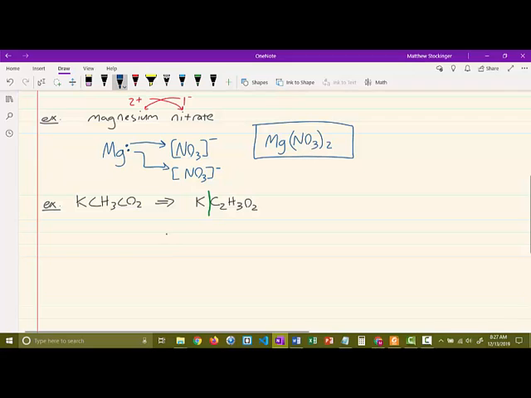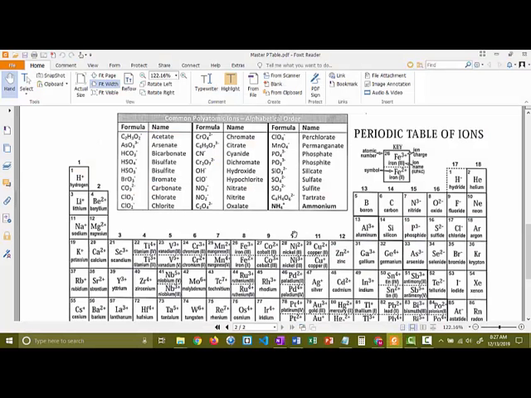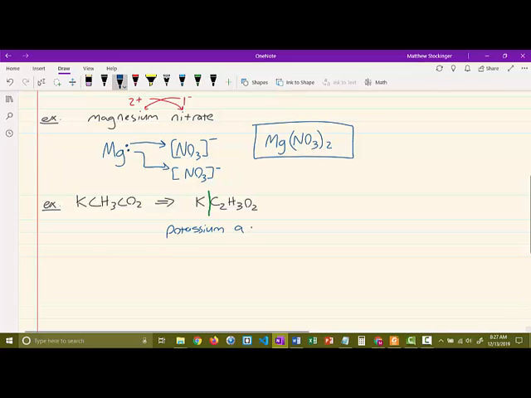K, of course, is potassium. And then C2H3O2, what's that? Well, we have lists available to us. You can look down all these formulas and find it, and you will see C2H3O2 right here is acetate. So we just write the word acetate and we're done. Potassium acetate, that's the formula. Pretty slick. I'll do another example real quick, but these really aren't that big of a deal.